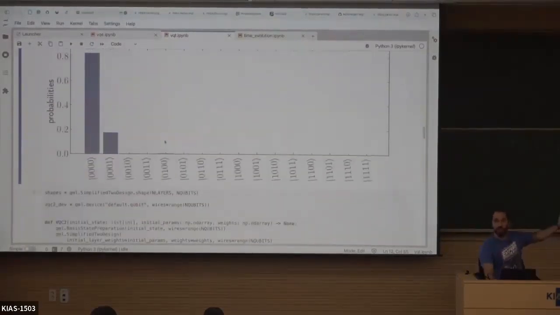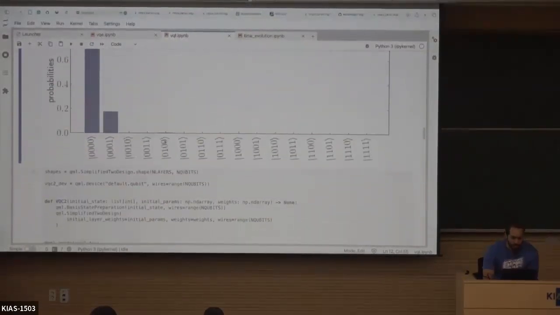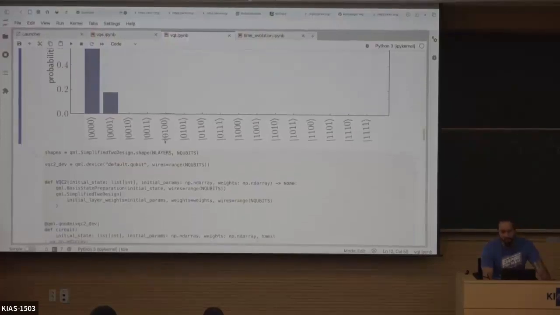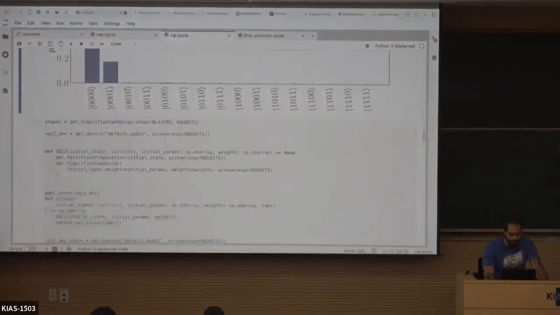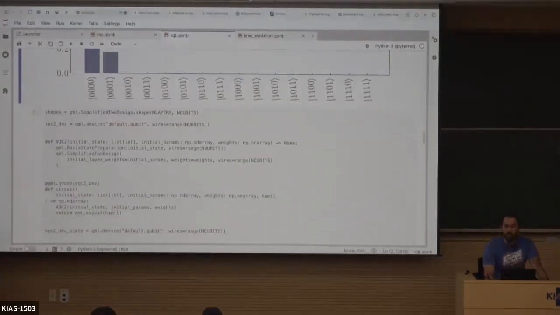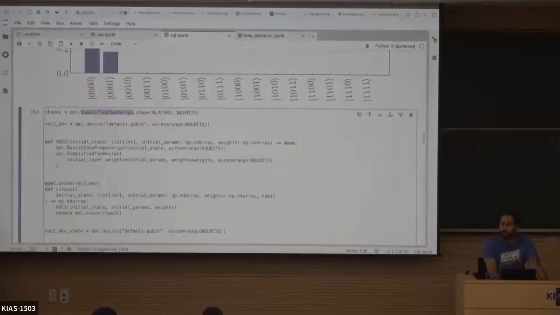The P is probability. So let's build a second circuit, and I'm gonna leave the execution to you. We can just discuss the result and you can play with it, okay? So I'm using again the simplified 2 design. You can choose to use anything you want. There's no particular reason that I chose this particular ansatz. Feel free to choose anything.